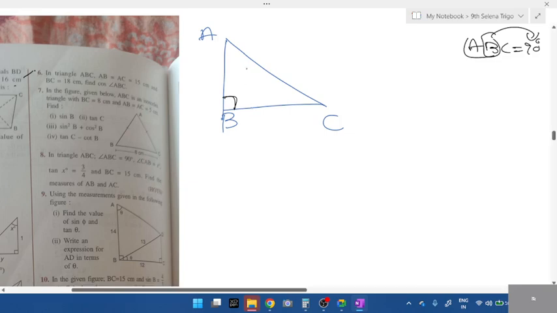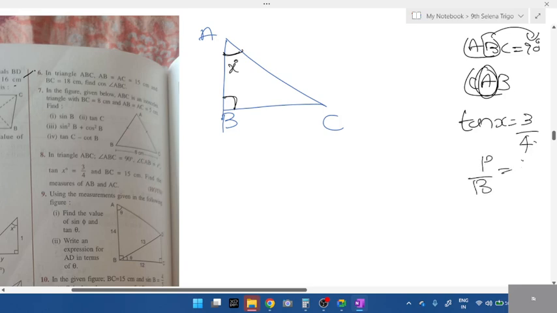CAB. What is the CAB value? If you're talking about CAB, which value do you have to consider? Which is the middle one? A. A is how much? X degree. Is this clear? What's the other thing they have given? Tan X. What do you mean by tan X? What is the tan formula? Tan X is equal to 3 by 4.